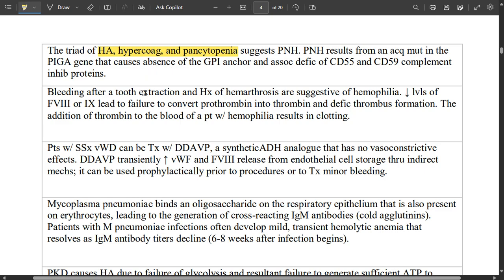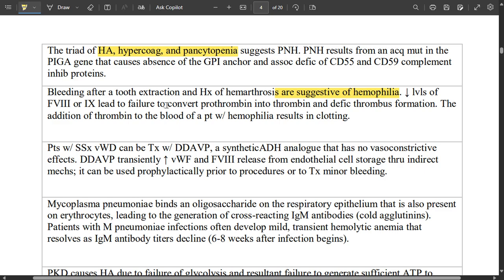Okay, now building from tooth extraction and a history of hemarthrosis associated with hemophilia. In hemophilia there is factor 8 and 9 deficiency. In factor 8 and 9 deficiency, prothrombin does not convert to thrombin, and thrombin is essential for thrombus formation. So the addition of thrombin to the blood of a patient with hemophilia results in clotting.